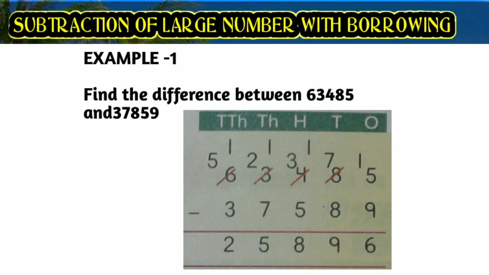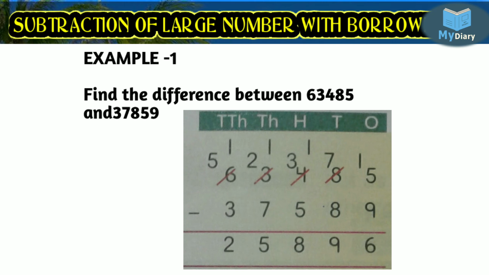Subtract hundreds. But 500 cannot be subtracted from 300. We borrow 1000 from 3000. Now we have 2000 and 1300 in the minuend. So 13 minus 5 is equal to 8. Write 8 under the hundreds column.